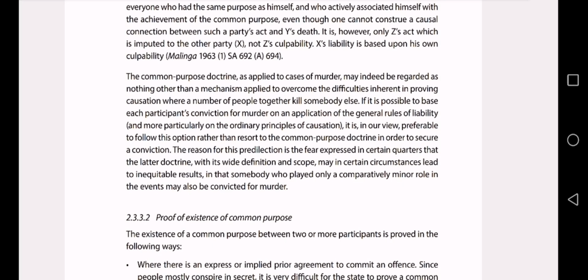The reason for this predilection is the fear expressed in certain quarters that the latter doctrine, with its wide definition and scope, may in certain circumstances lead to inequitable results, in that somebody who played only a comparatively minor role in the events may also be convicted of murder.